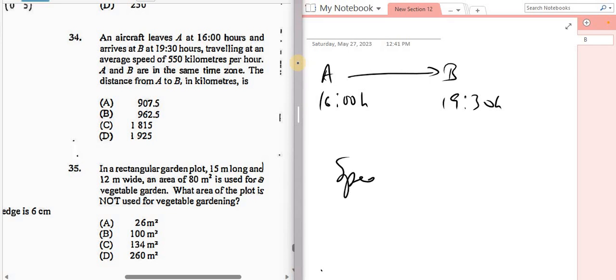At an average speed of what? What's the speed? Speed is equal to what again? Distance over time. And what did it give us? What's the speed it gave us? 550 kilometers, right? Over what? Per hour. Okay.